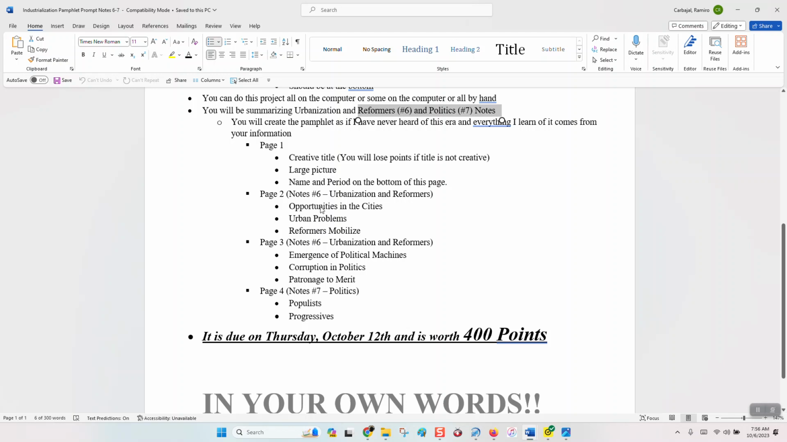Oftentimes the pamphlets will simply be 3 sets of notes. It will be notes 3, 4, 5, or notes 1, 2, and 3, whatever it is. But again, it'll tell you specifically here what notes you're going to be working on and what sections from the notes. So in this particular case for page 2, you're going to work on the first 3 sections: opportunities in the city, urban problems, and reformers mobilized. And remember, you're going to write 12 bullet points from these 3 sections.